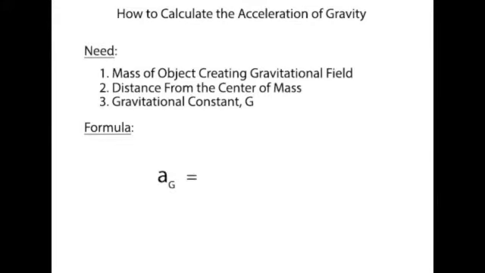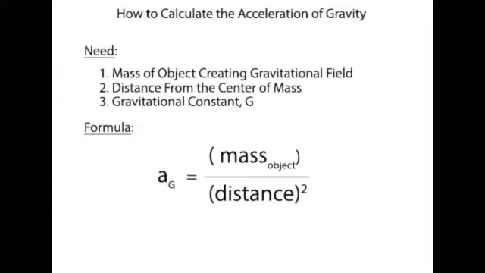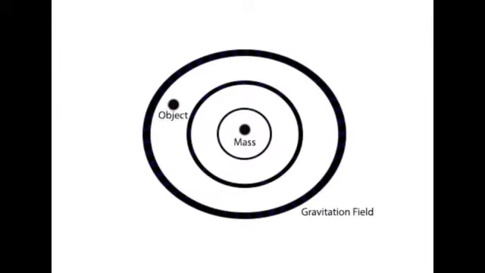The acceleration of gravity is equal to the mass of the object creating the gravitational field divided by the distance the object is from that mass squared times big G. Now we see that the two objects inside the gravitational field are at different distances and therefore have different accelerations. However, let's say that the two objects were the same exact distance away from the mass. Well, that means that they would both have the same exact acceleration towards it.